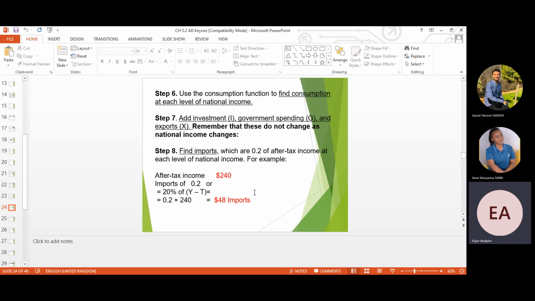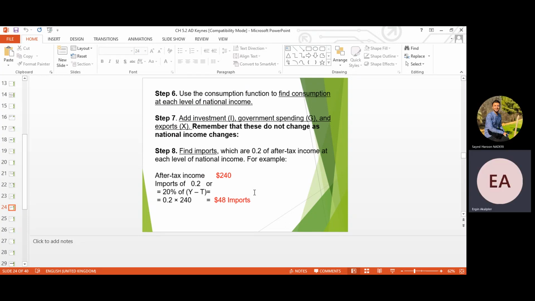After using this consumption, we have step 6, use the consumption function to find the consumption at each level of national income. Then step 7, add investment, governmental spending, and exports to be able to find the rest. Remember that these do not change as national income changes. And step 8, find the imports, which are 0.2 of after-tax income at each level of national income. For example, after-tax income is 240. Imports are 0.2, or 20%, of Y minus T, which is 0.2 multiplied by 240, and that will give you $48 for the imports.